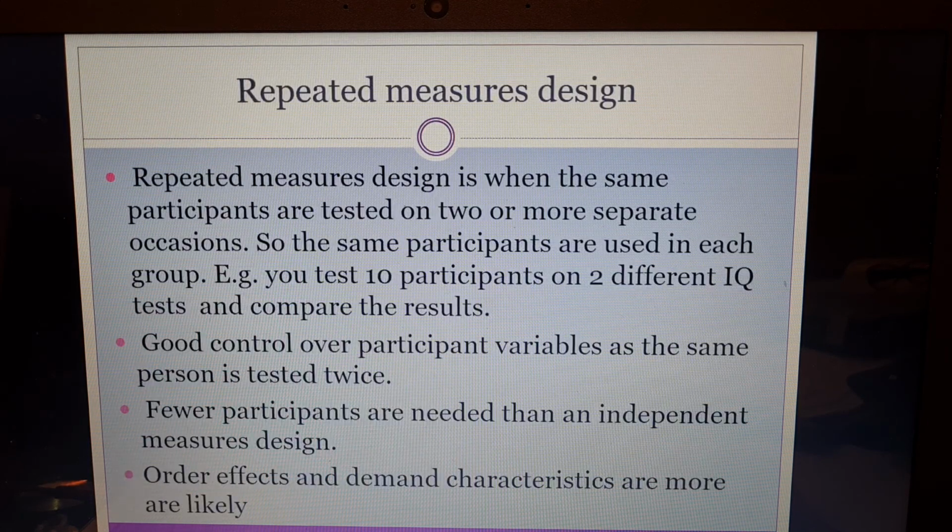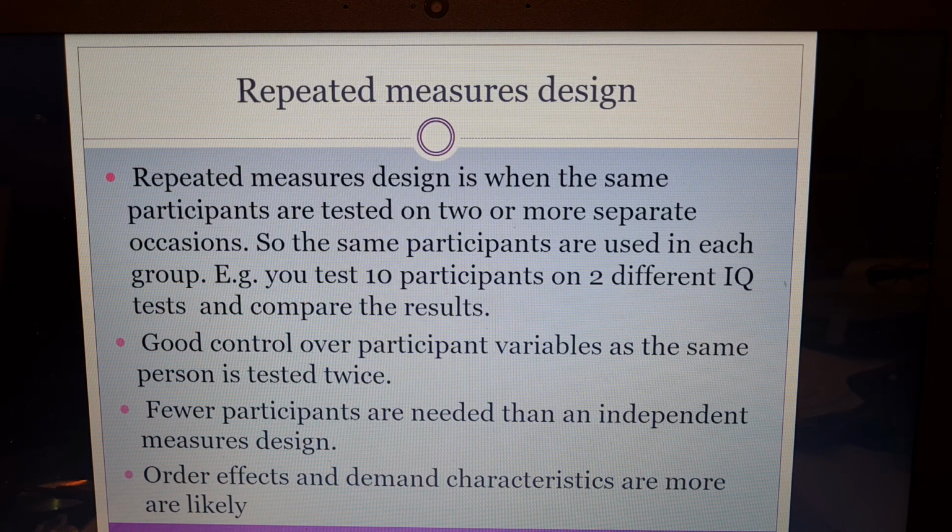The second type of design is a repeated measures design. This is where participants are tested on 2 or more separate occasions. So the same participant is used basically in each condition. For example, if you test 10 participants on 2 different IQ tests and then compare the results, or if you test concentration levels in the morning compared to the afternoon, you use the same participants. This type of design does enable the researcher to have good control over participant variables, as obviously the same participant is tested.